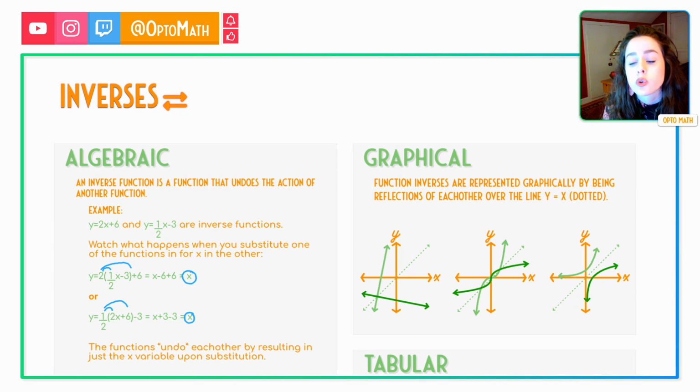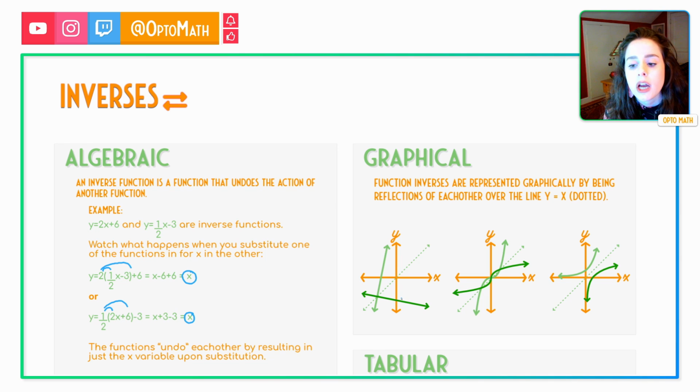Let's take a look at graphical representation of inverses. Function inverses are represented graphically by being reflections of each other over the line y equals x. So the y equals x line is dotted just so you can tell where the reflection line is. So we've got two functions here on our first graph. They're lines, so they're both linear functions. And you can see that they reflect over this dotted line, which is the y equals x line.